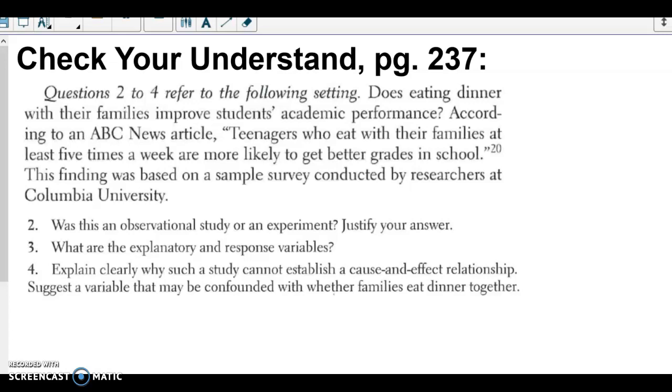There are a lot of other confounding variables here that could contribute to the response that you're getting from the explanatory variable to the response variable. One of those could be students who have part-time jobs may not be able to eat with their families, and then they may not have much time to study, so then their grades could be lower. That's just one example. There are a lot of other examples that could possibly be used, but confounding variables definitely are going to make it more difficult to do cause and effect relationships.